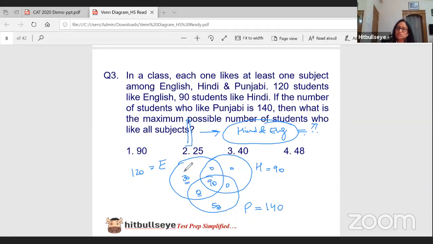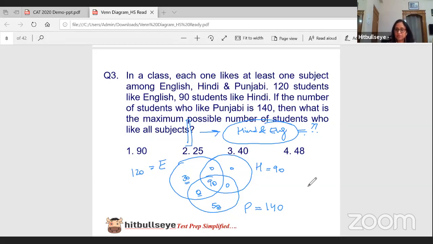But the question is not even asking about English and Punjabi. The question is only asking you how many people speak Hindi and English. I have filled up those figures for you. Now you tell me the answer. How many people speak Hindi and English? Quickly tell me the answer. The Venn diagram is right now filled up for you. How many people speak English and Hindi?